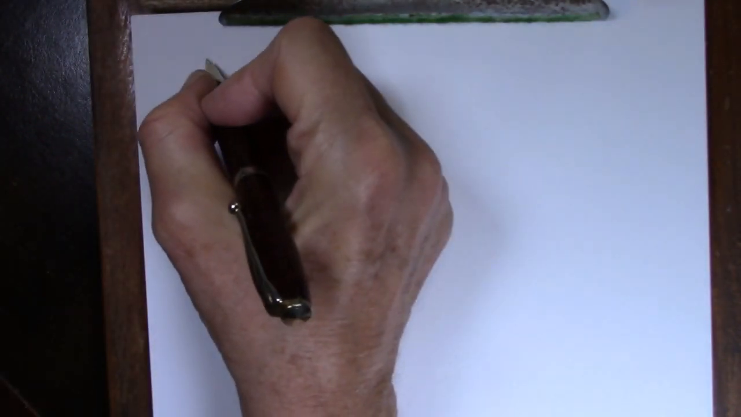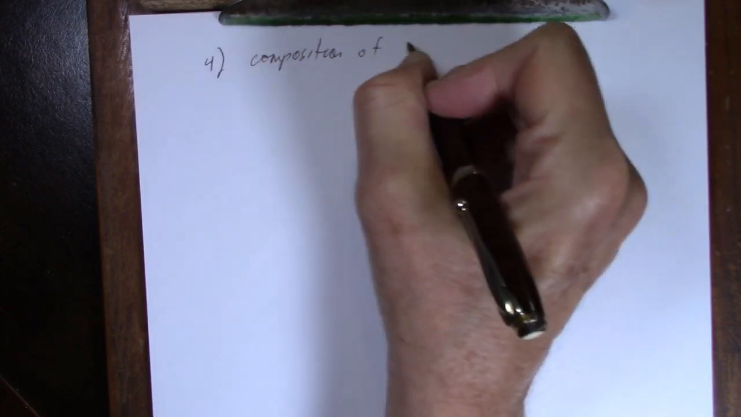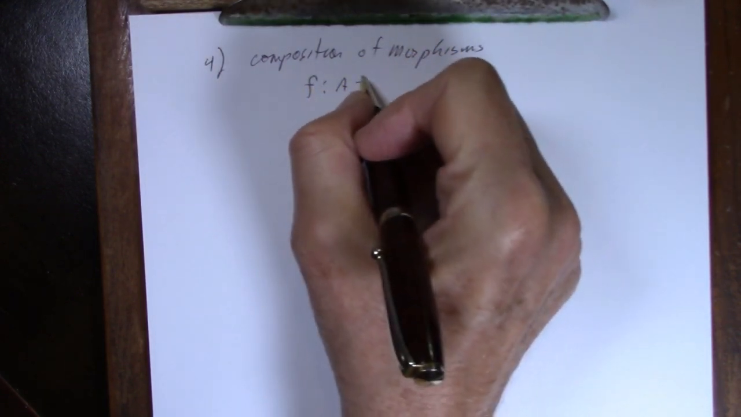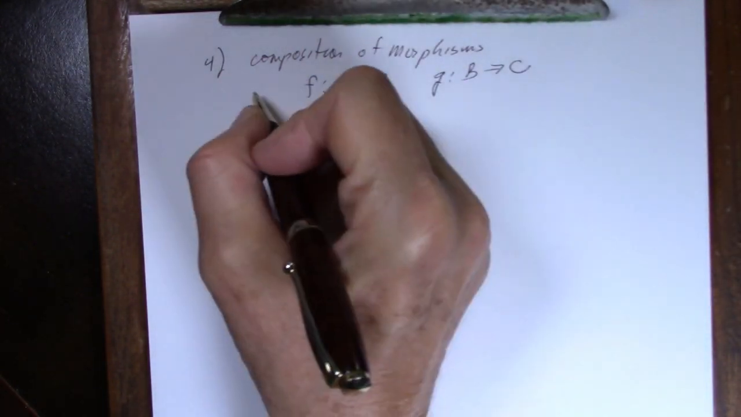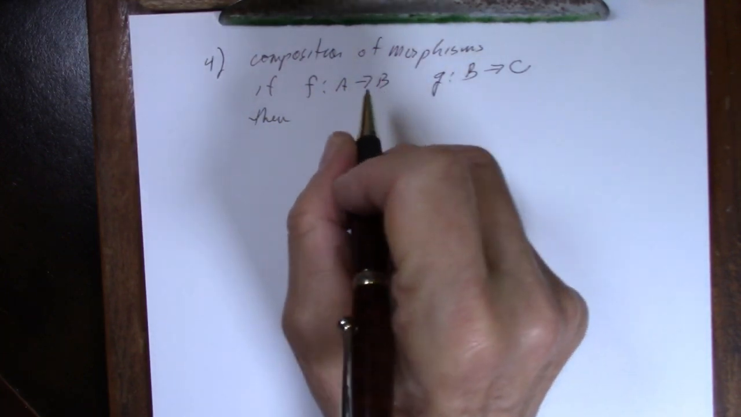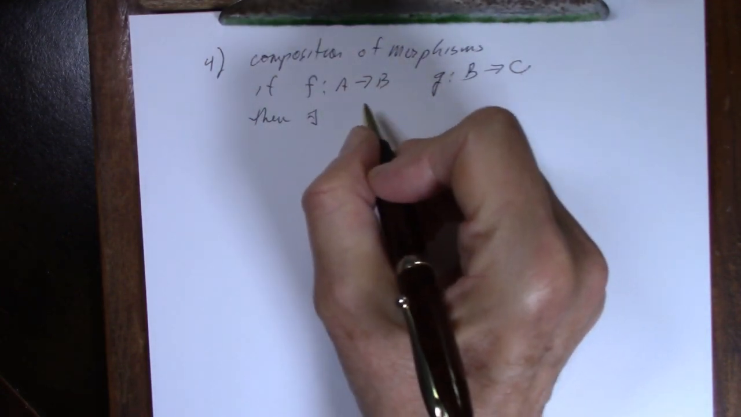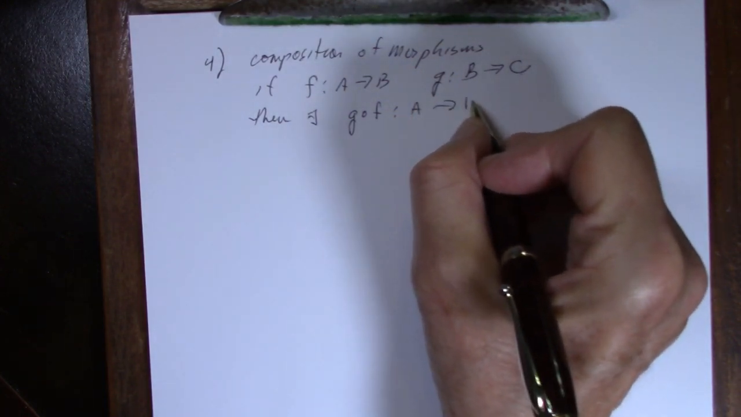So a category, as we've seen then, consists of two types of things, objects and morphisms between objects. There must also be a composition of morphisms. So if F maps A to B and G maps B to C, then there must exist a morphism from A to C called the composition of F and G.